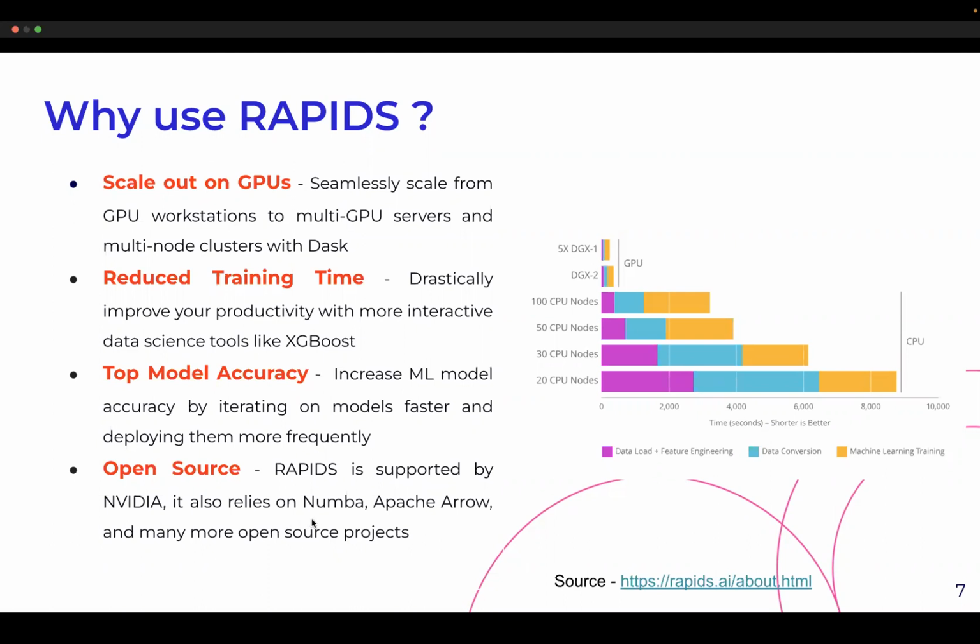So all these are open source libraries which are being used by another open source project, that is Rapids. On the right side diagram, you can see the time being utilized by different kinds of resources: with the CPU nodes, how much time is utilized for data processing, feature engineering, data conversion, and ML training. And with the DGX box by Nvidia, you can see how much time is utilized using the GPU resources.